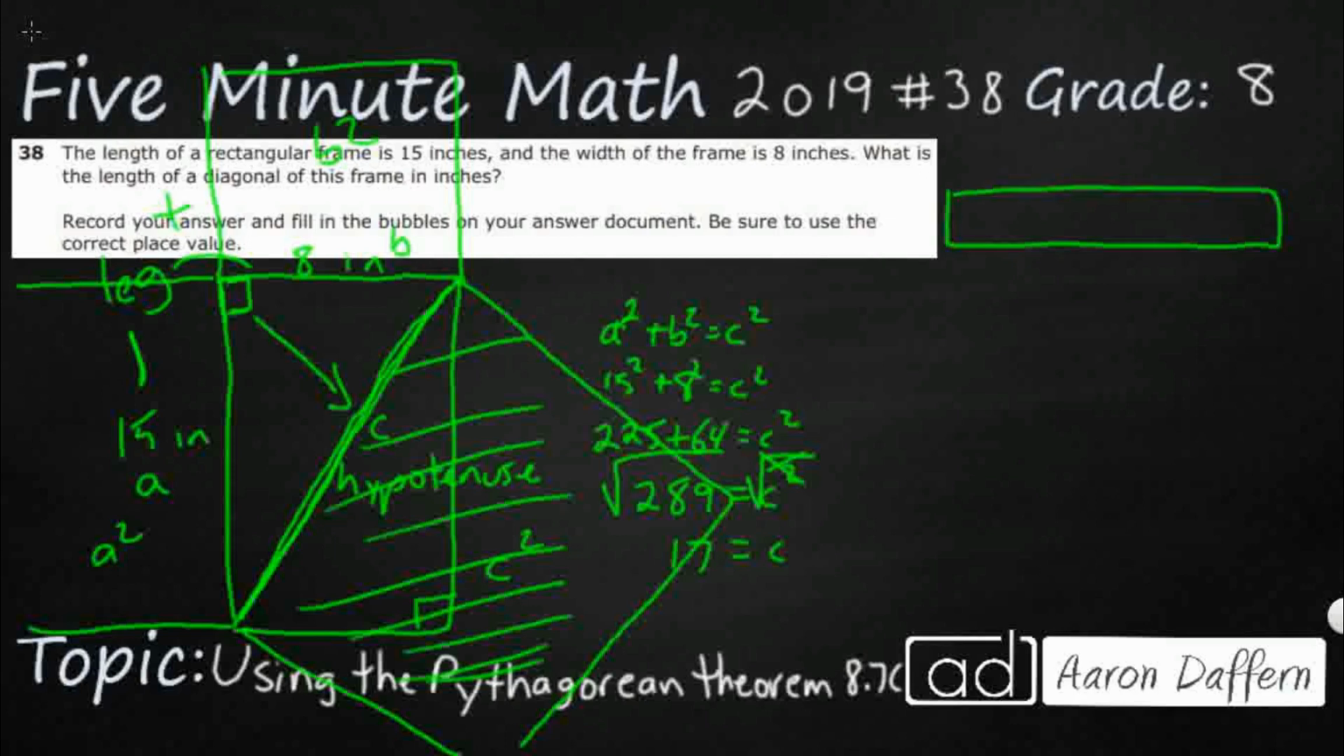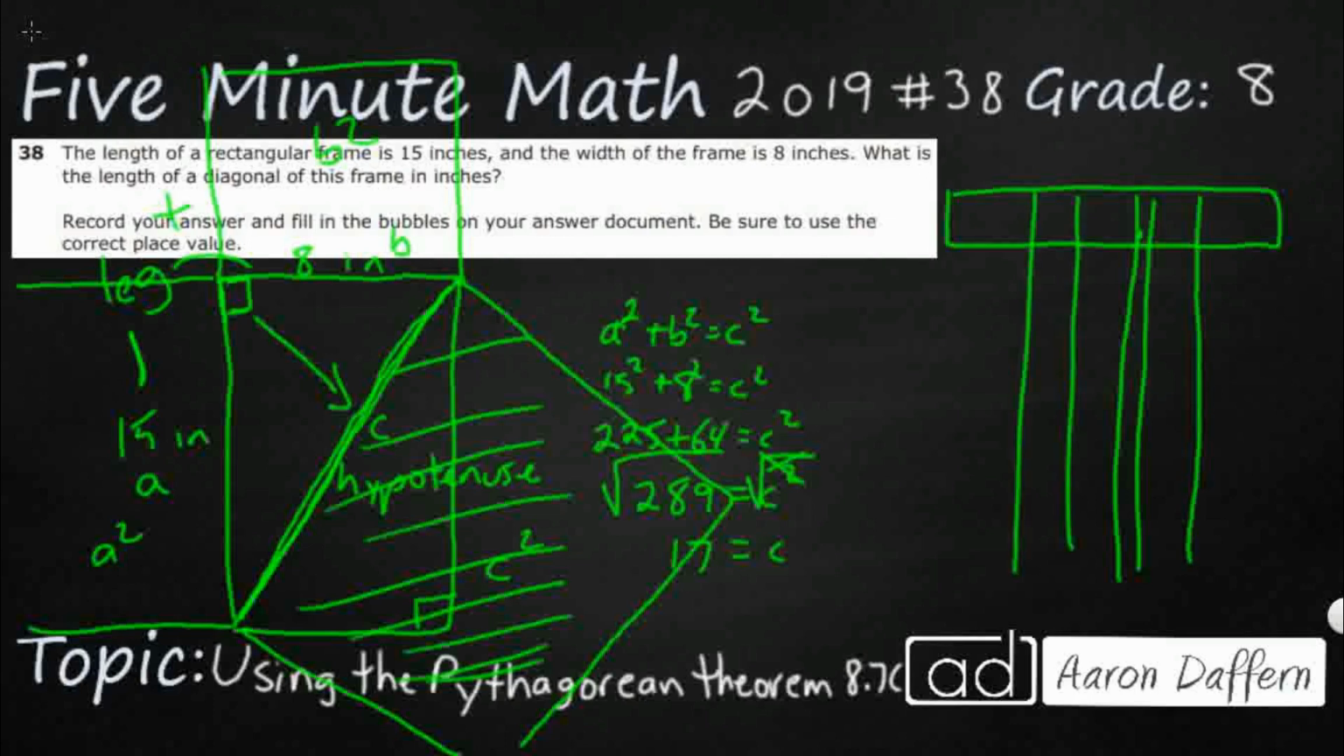So now we just got to bubble it in. But that's not too difficult. We're not going to put anything in the 2 digits to the right of the decimal. We're just going to put our 17 into the tens and the ones place. There's our answer.